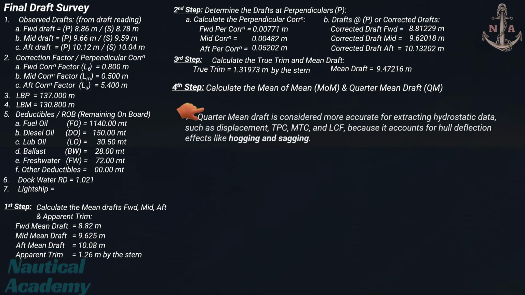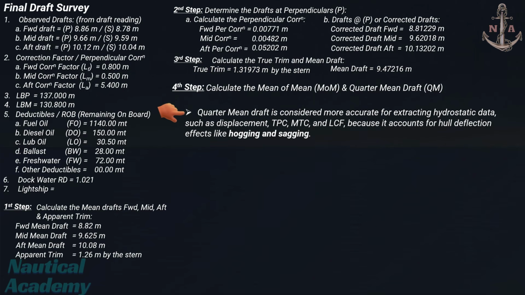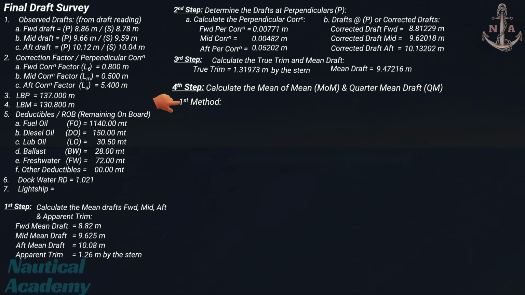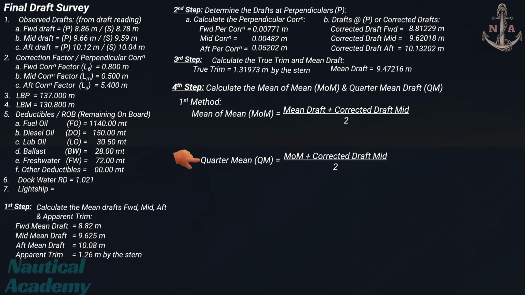The quarter mean draft is considered more accurate for extracting hydrostatic data, such as displacement, TPC, MTC, and LCF, because it accounts for hull deflection effects like hogging and sagging. I'll show you 2 methods. In the first method, we calculate the mean of mean first, followed by the quarter mean draft. The mean of mean is obtained by adding the mean draft and the corrected midships draft, then dividing by 2.